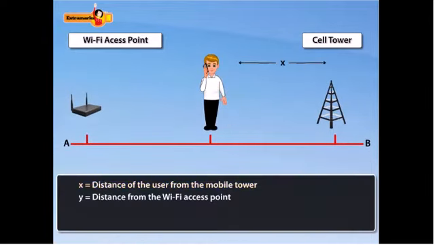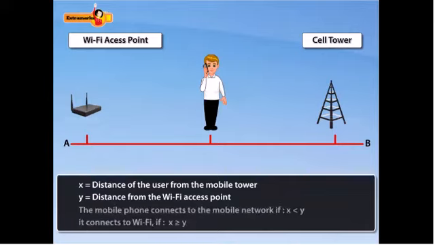Let X denote the distance of the user from the mobile tower, and Y denote his distance from the Wi-Fi access point. Let us write a pair of inequalities to describe the conditions that determine whether a mobile phone connects to the mobile network or the Wi-Fi. The mobile phone connects to the mobile network if X is less than Y, and it connects to Wi-Fi if X is greater than or equal to Y.